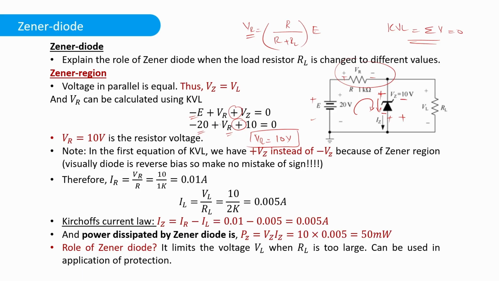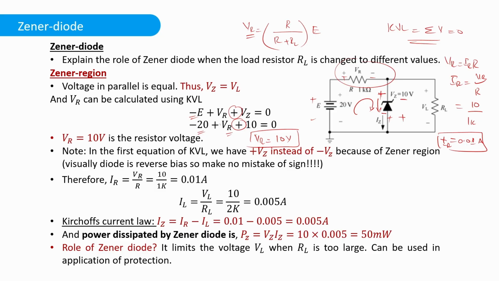Now we can calculate the current through it, because we know that VR is equal to IR times R. So we can calculate IR. Let's find this IR value firstly. IR is equal to VR by R. VR is calculated as 10 and the resistance is 1 kilo ohm. So this becomes 0.01 ampere. This is IR. Now I want to find this Zener current.